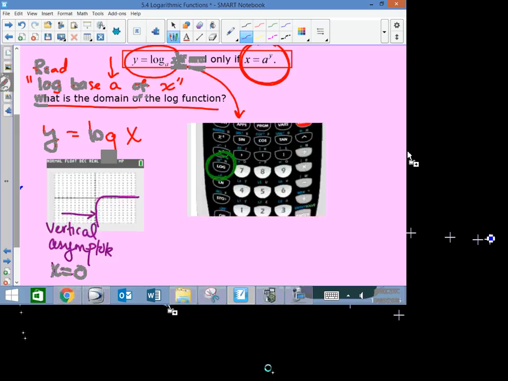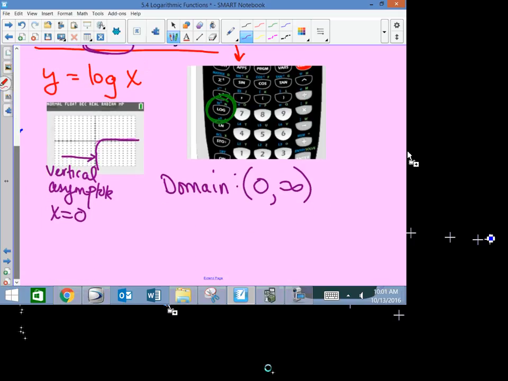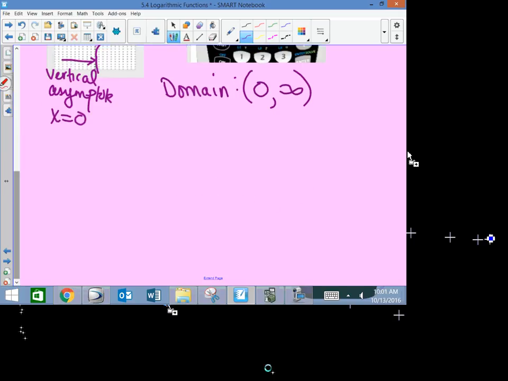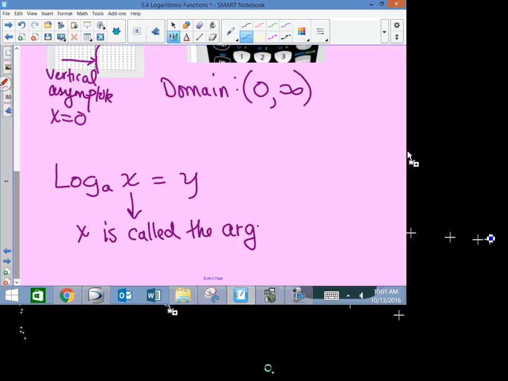Notice what the domain would be. This is what we're after. What is the domain? Think about what x's I have put in to make this. Positive values, right. So not counting 0, but anything beyond 0. Positive numbers. Here's what we're going to talk about. In log base a of x equals y, x is called the argument. I didn't name it. And the argument must be positive.